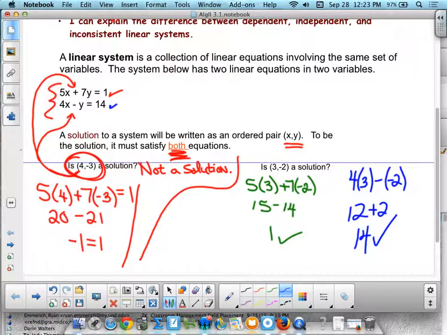Now there's 3 ways to actually do this, and here they are. It's the graphing method, which is today. Substitution, tomorrow. Elimination, Wednesday. Now how are we going to graph and get the solution? How do you graph a system and get the answer out of it?